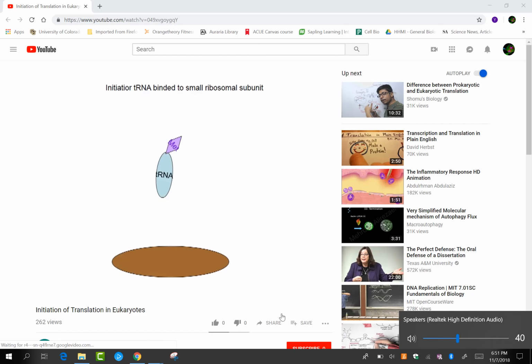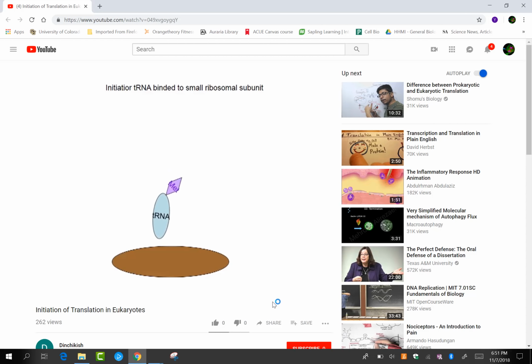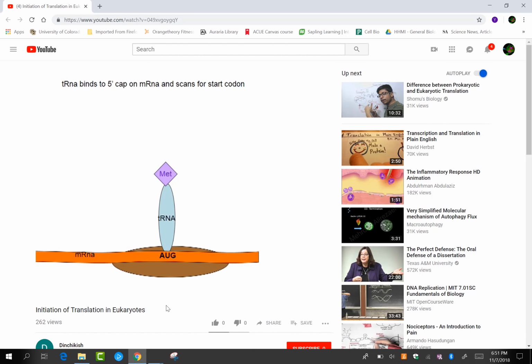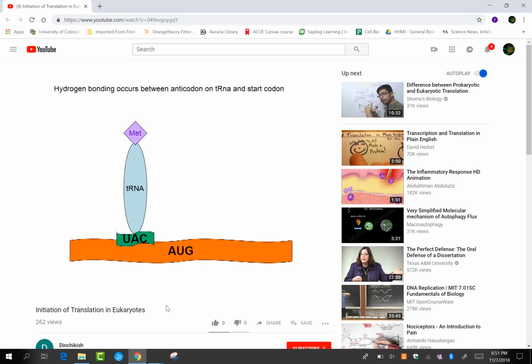I can't remember if it has sound. But here's the tRNA. Maybe it doesn't have sound. With the methionine, and what it's trying to show you is it's scanning to that AUG. Okay. So here it goes.